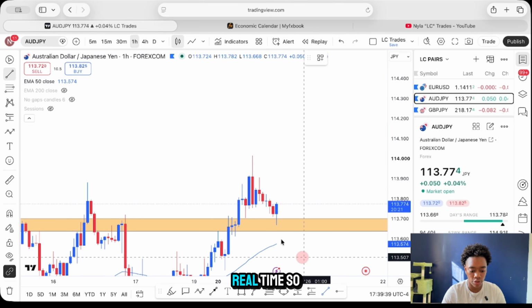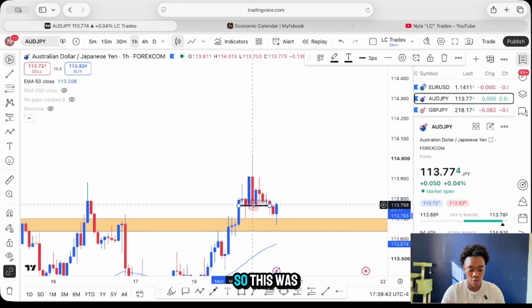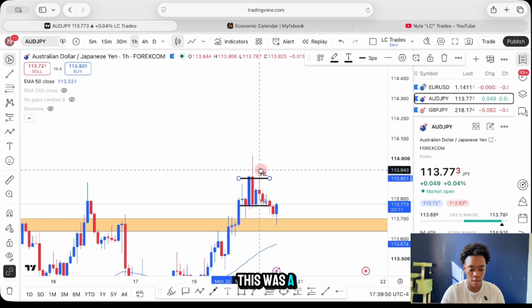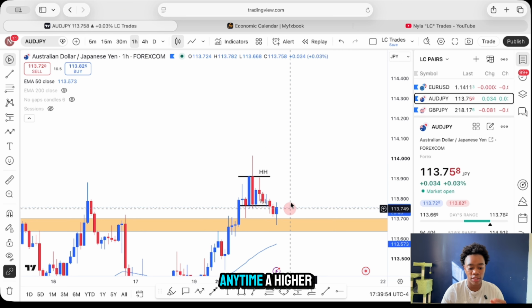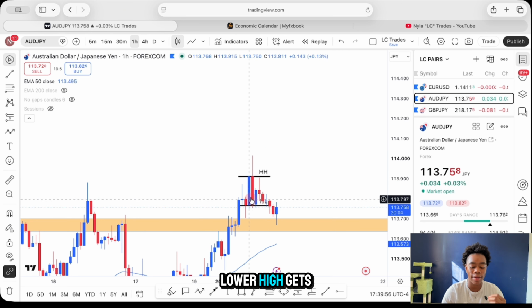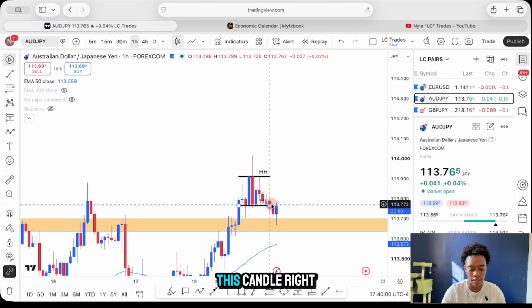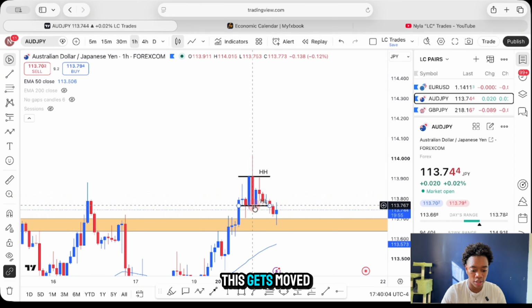Let me show you guys in real time so I'm not confusing you with my words. So this was a higher low. This was a higher high. And what do I tell you guys all the time? Anytime a higher low or a lower high gets broken, the trend is shifted. So the higher low got broken by this candle right here. That makes us bearish. So then this gets moved right here.